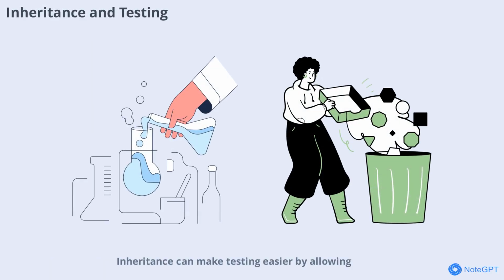Inheritance can make testing easier by allowing you to test shared functionality in the superclass. Subclasses automatically inherit tested behaviors, reducing the need for duplicate tests. However, it's important to test subclass-specific features separately to ensure everything works as expected.